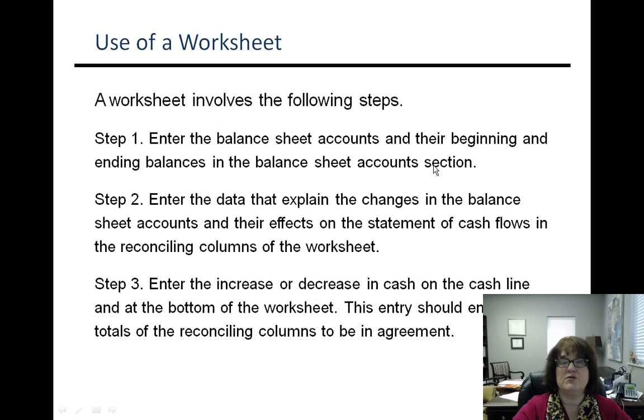This is from your book. There's really 3 steps here. It's not nearly as short as it sounds, but you start off by gathering your balance sheet information so that you can see beginning balances for each of your balance sheet items and ending balances for each balance sheet item. And then the job is to work through the balance sheet and explain those changes, and in step 3, let any increases or decreases in cash show up in the bottom half of the worksheet. And as we go, we'll define each change in cash as either being operating, investing, or financing.